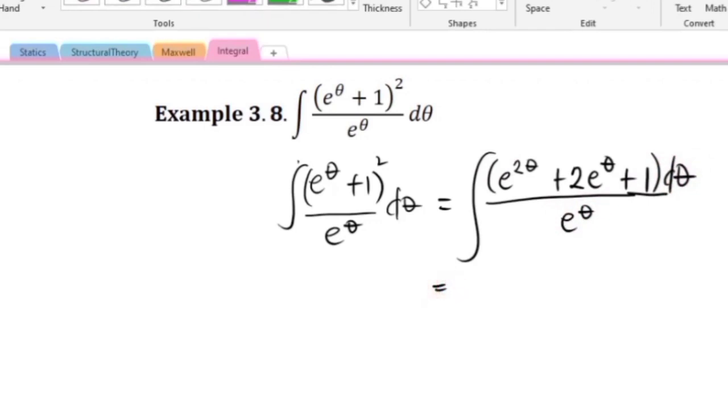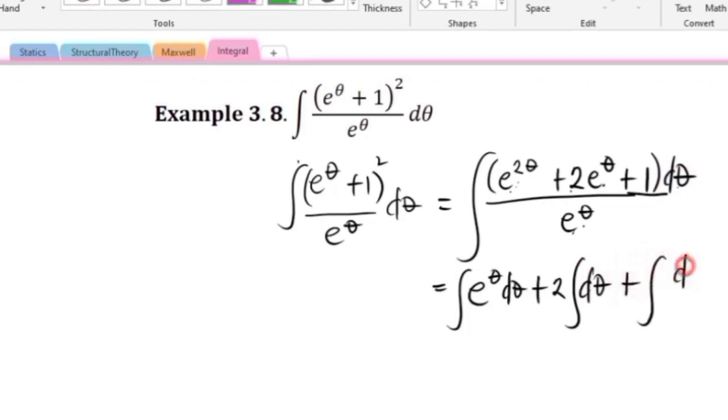So yung gagawin natin, i-divide natin yung bawat term with the e raised to theta. E raised to 2 theta over e theta, so that is the integral of e raised to theta d theta, plus lalabas natin yung constant natin, so that is 2 e raised to theta divide e raised to theta is 1 multiplied by d theta, and the last term we have plus the integral of d theta over e raised to theta.